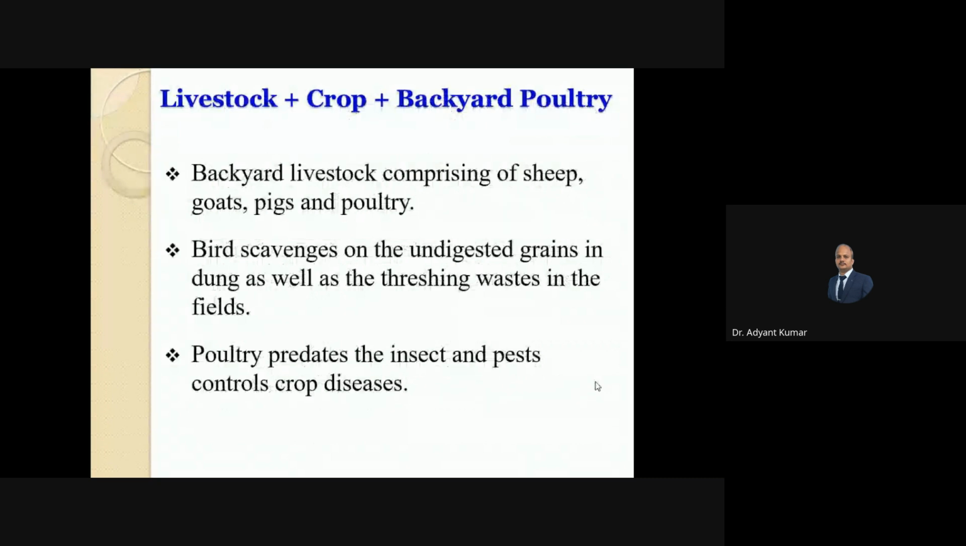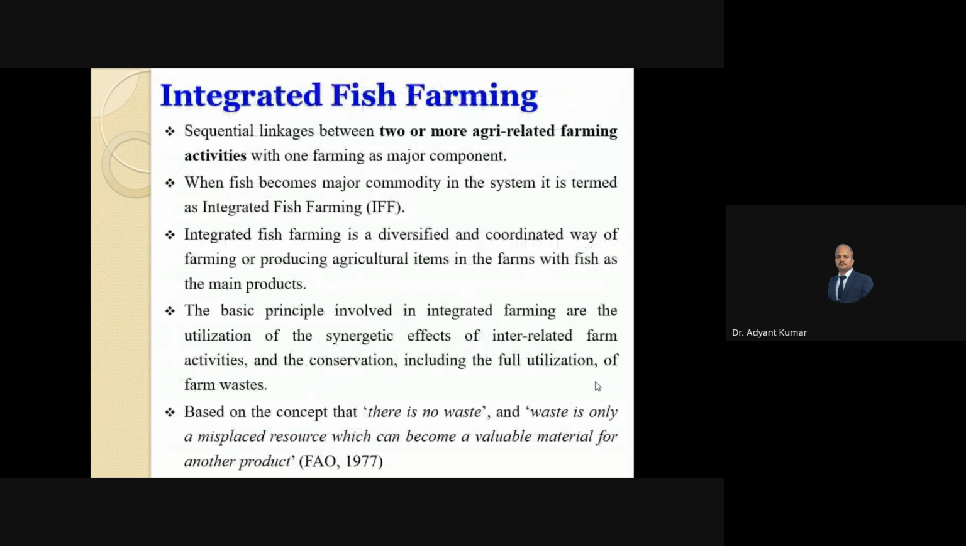Next one is the livestock, crop and backyard poultry system. In this, backyard livestock, which are sheep, pig, goat, poultry, etc., can be reared on undigested grains in the dung as well as threshing waste from the fields. Whereas the poultry birds can prey on insect pests and also control crop diseases.